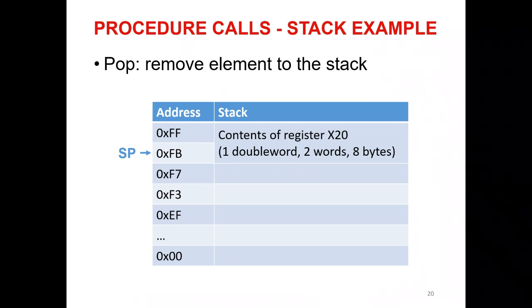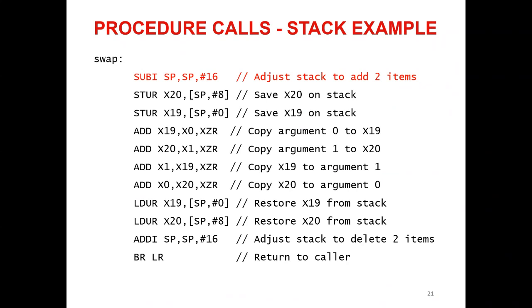Okay, let me show you this with an example with real LEGv8 code. So again, I'm calling a procedure, the swap procedure. Initially, I know that I'm going to use two registers, 20 and 19. So the first thing I do is adjust the stack pointer. If I want to add two elements, I will need to increase the pointer by 16.